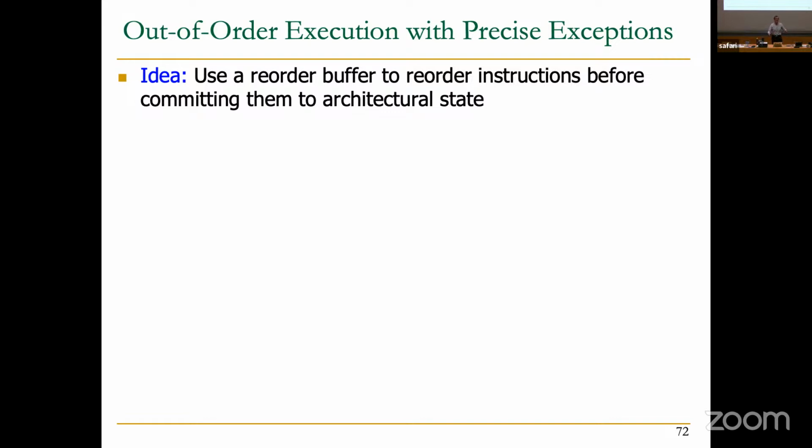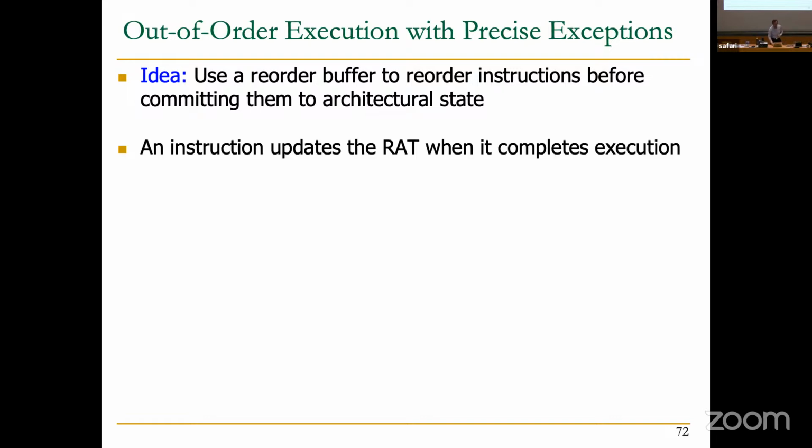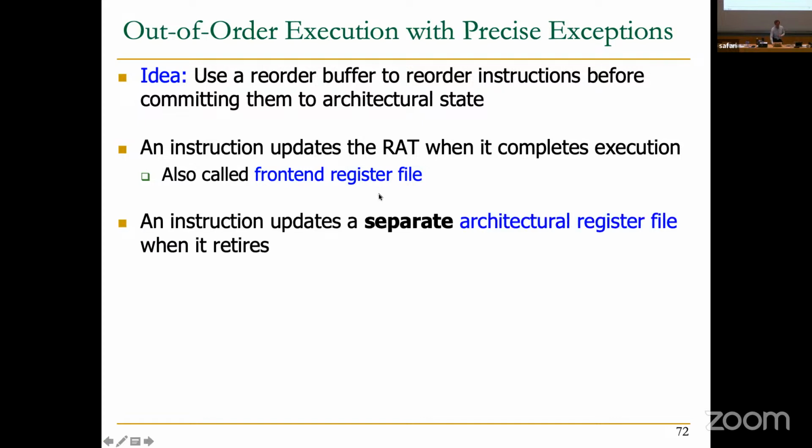Yesterday, we added this machinery to a multi-cycle execute pipeline machine with in-order dispatch. Here we have out-of-order dispatch with reservation stations, right? So an instruction updates the register alias table when it completes execution. This is also called a front-end register file. I'm going to describe something to you that is slightly different, that is employed in almost all processors today. So basically, an instruction updates the register alias table when it completes execution. This basically says where the prior instructions can get the value from. This is called a front-end register file, and we will see this with an example.